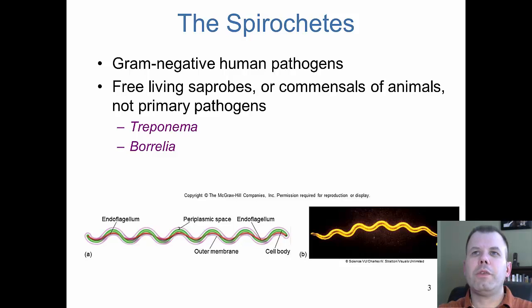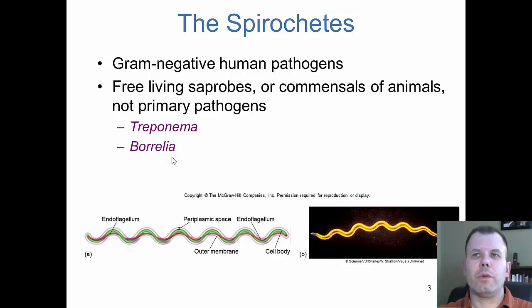Okay, so a couple of the groups that are in these categories. The spirochetes, again, are gram-negative, and most of them are free-living saprobes living off of dead things. Some are commensals of animals, but not many are pathogens. The two that we're going to look at today are Treponema, which is the one that causes syphilis, and then Borrelia, which is the one that causes Lyme disease.